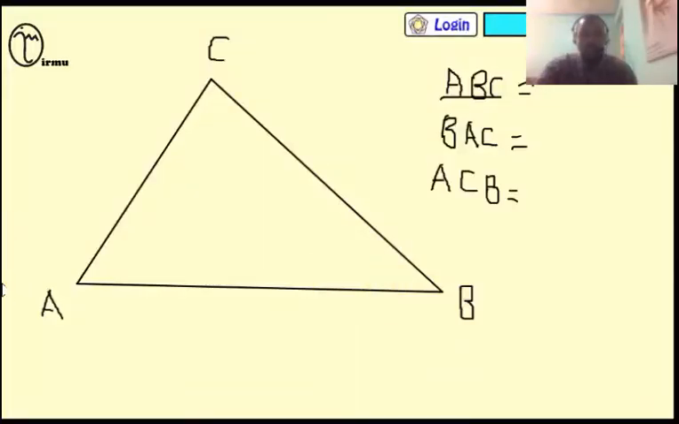So we are going to measure using a protractor, and before we measure, remember there are 2 things that we need to identify. 1, we need to identify the type of angle that we are about to measure. And if you look at the angle we are measuring here, it is less than 90. It's an acute angle.